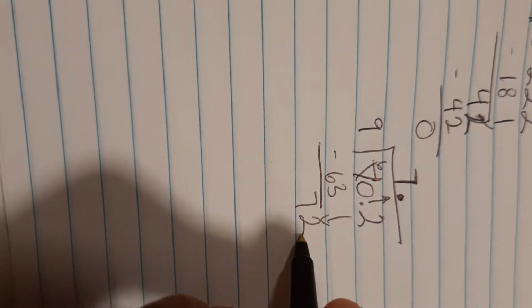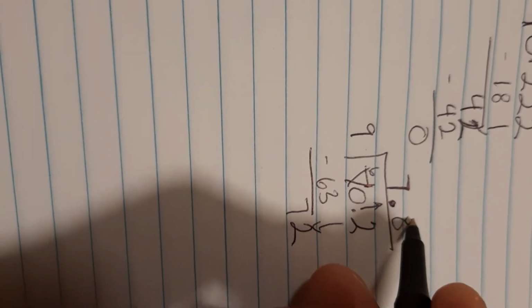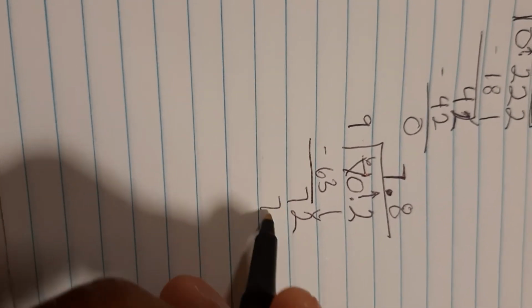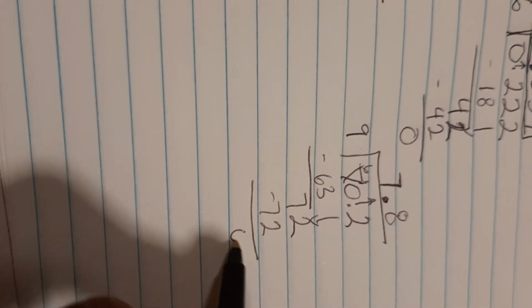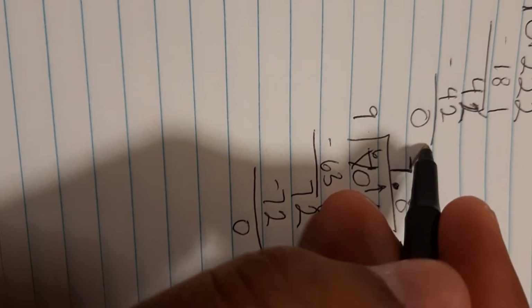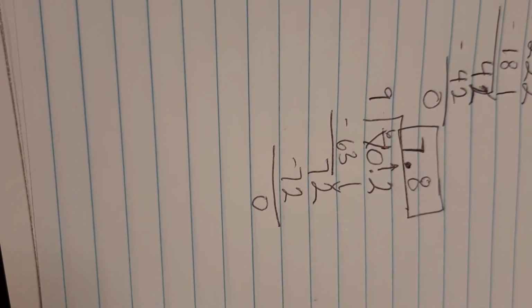10 minus 3 is 7, and 6 minus 6 is 0. And we can bring down a 2. And 9 into 72? Well, we already found the number for that, didn't we? We said that 9 times 8 equals 72. So 9 can go into 72 8 times evenly. 9 times 8 is 72. Do my subtraction. Your answer is 7 8/10.